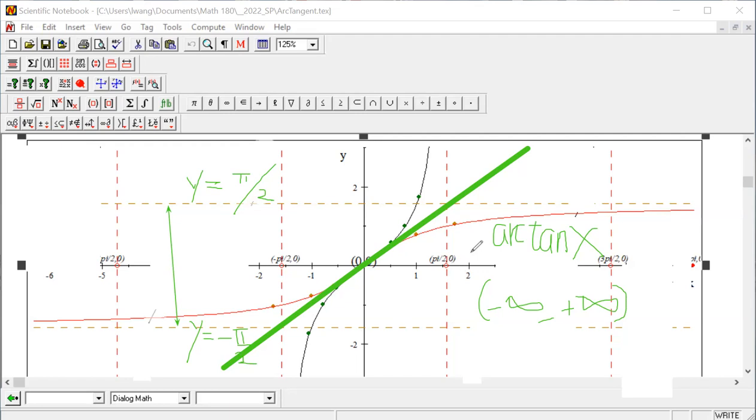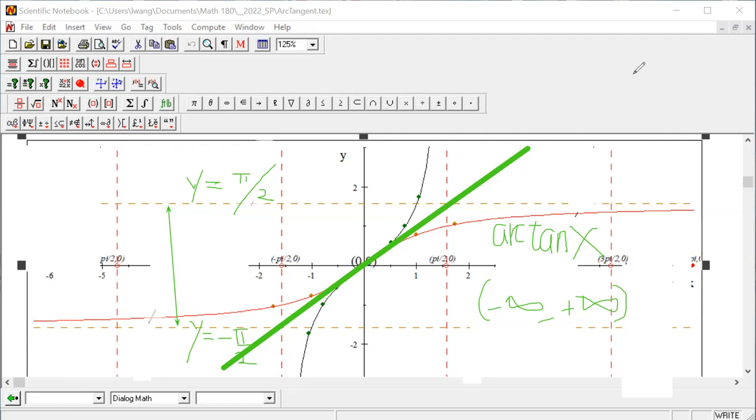But then you say, well, if you give me tangent, which tangent are we supposed to know? Whenever tangent is mentioned, it's always referring to the tangent whose domain excludes odd number multiples of pi over 2, unless otherwise specified.